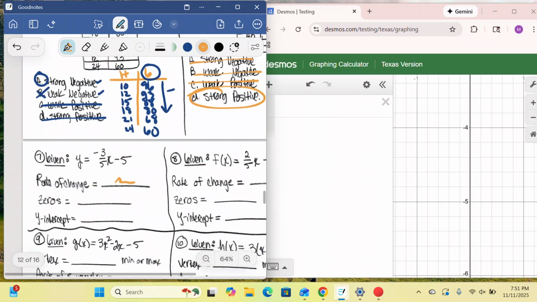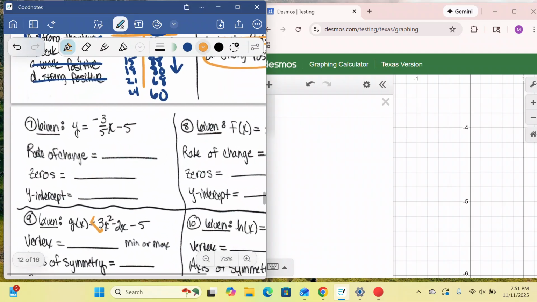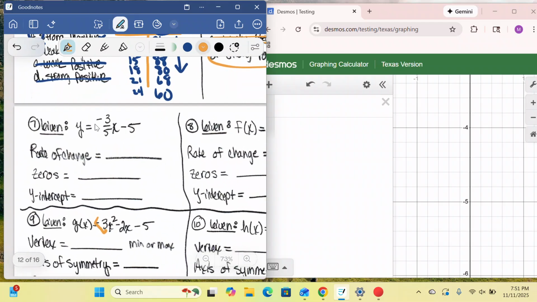Let's go on to our second page, number 7, our linear equation. So what we're going to do is look at that equation. It's already in y equals mx plus b, so automatically I can get the rate of change, which is our slope. And our rate of change slope is negative 3/5, because it's the number next to the variable x. So again, that is our slope.